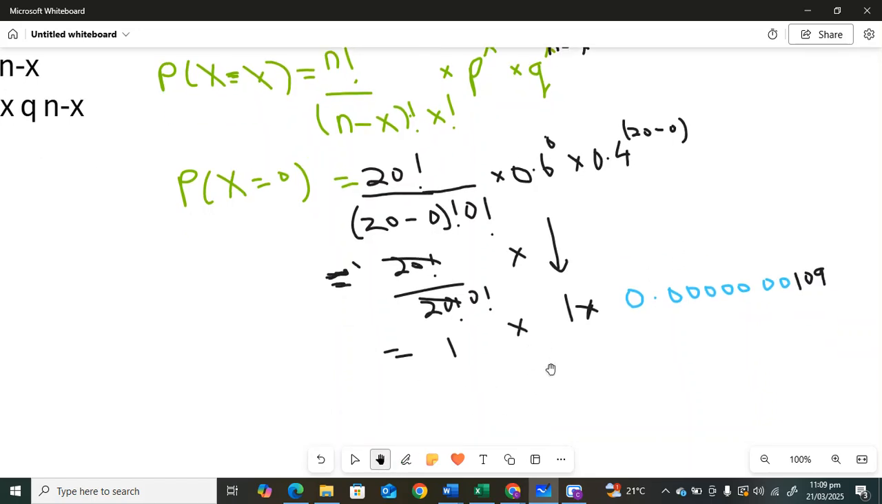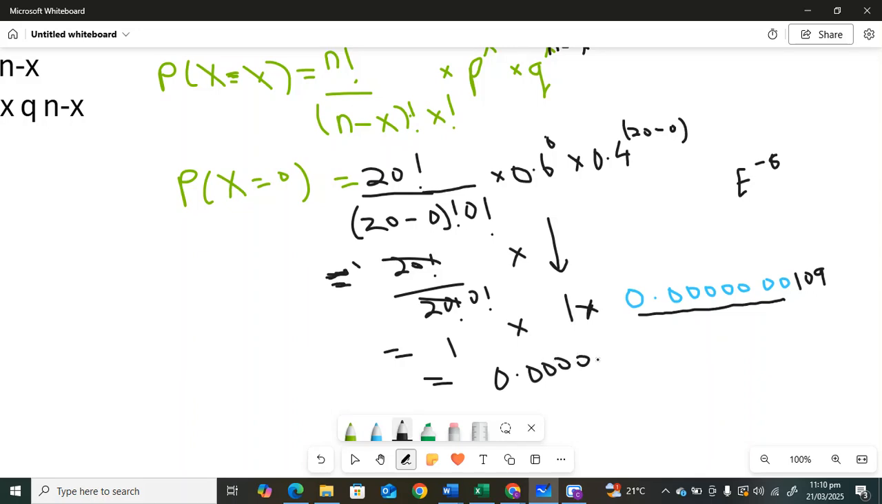Colleagues, when you see e to the power negative whatever, for example negative 8, that means the number of zeros before your number is going to be 8. So 1 times 1 times 1 times this number, you get 0.2345678. This is the probability that 0 students prefer working in the banking industry. Very low probability.